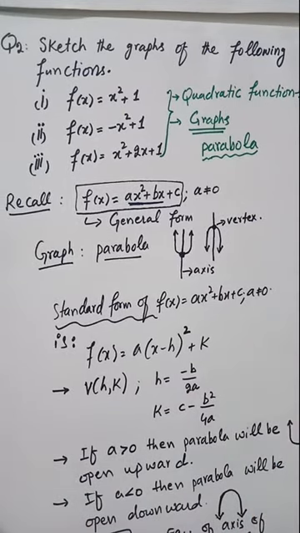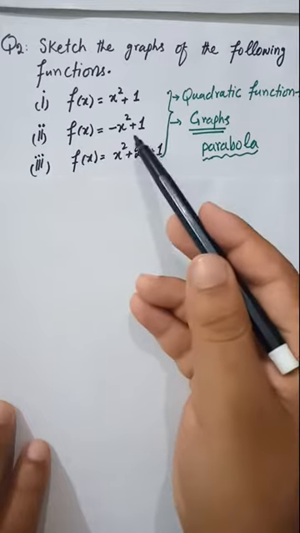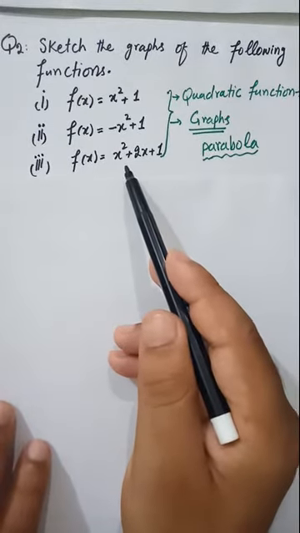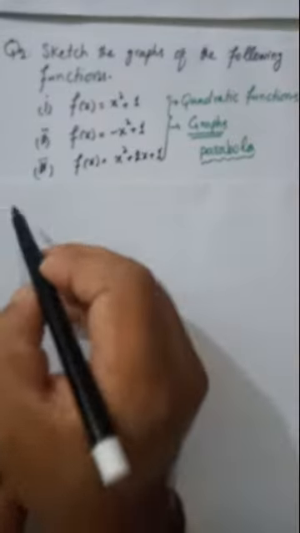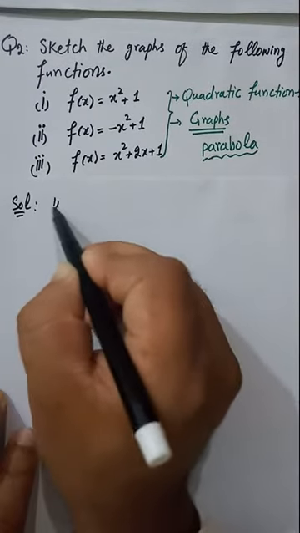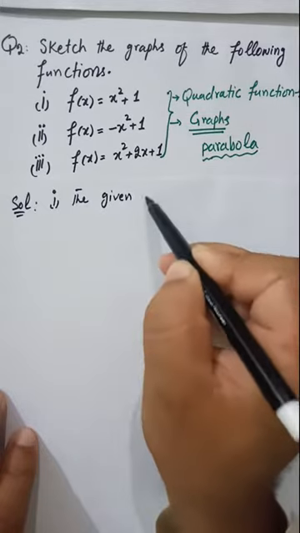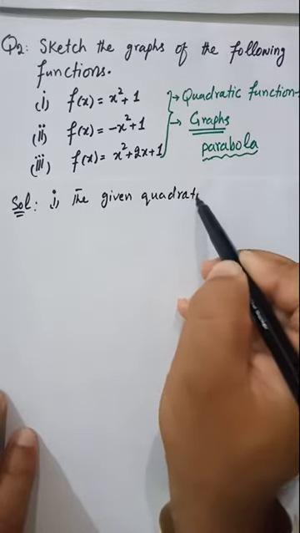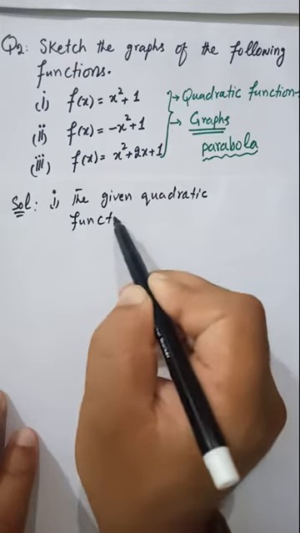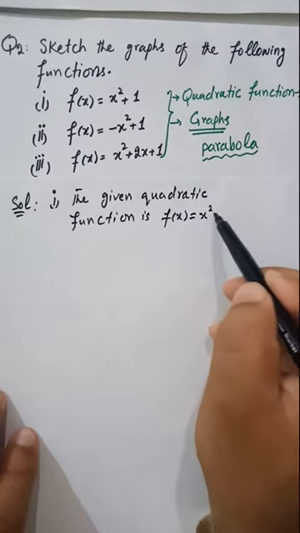Now moving towards the solution of the given question, we are going to sketch the graph of the given quadratic functions: f of x is equal to x square plus 1, f of x is equal to minus x square plus 1, and f of x is equal to x square plus 2x plus 1. So for that, first of all, solution of 1. The given quadratic function is f of x is equal to x square plus 1.